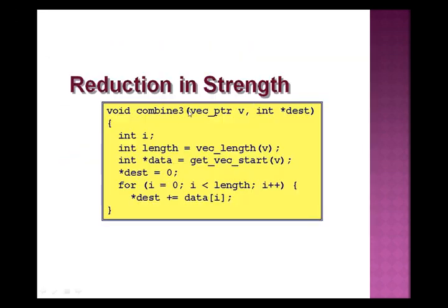This is reduction in strength. There is another example, combine 3, taking two variables: one of vector type and another a pointer variable of integer type. Taking int i, int length equals vec length, that is finding the length of v and storing it in the length variable, using the pointer variable data with the function get vec start v. Then using the for loop, for i equals 0, i less than length, where length holds the length of v, i plus plus, using the pointer variable to access data[i].